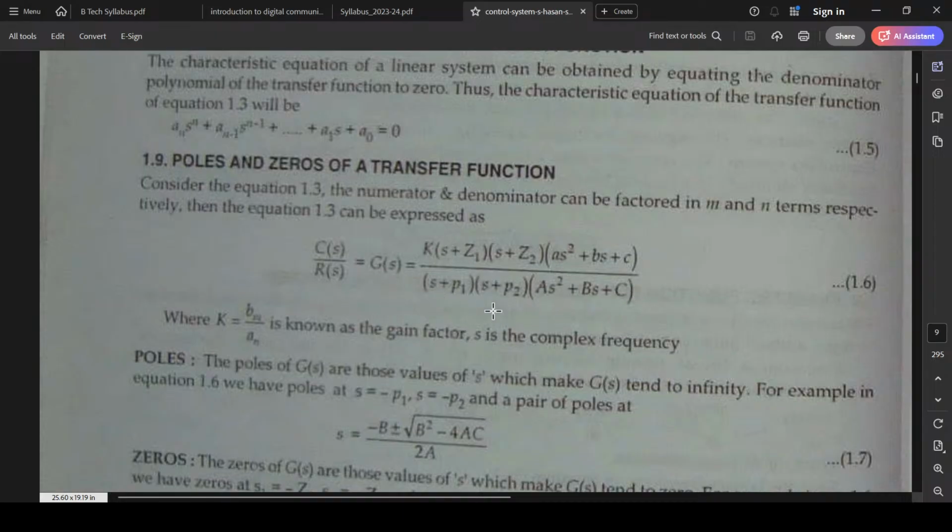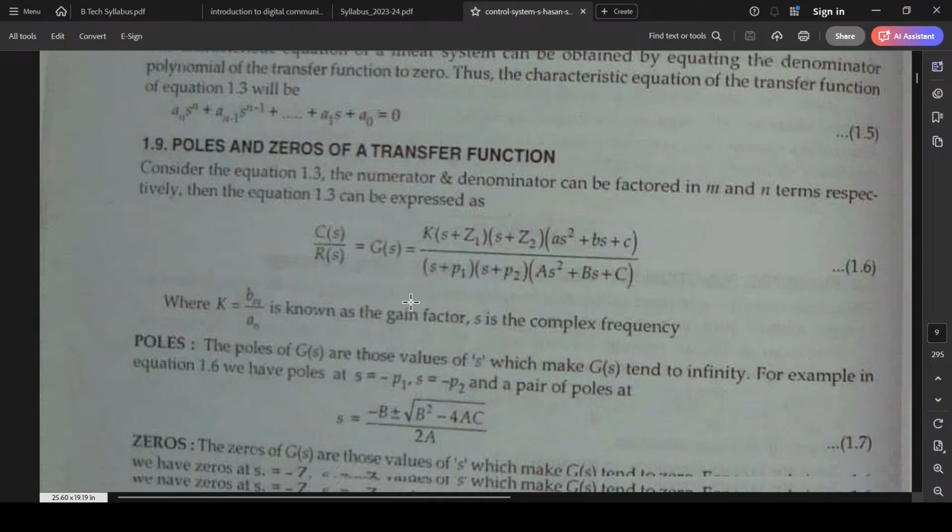You may think where is this common constant. It is taken as a whole one constant. The common factor taken in the numerator and the common factor taken in the denominator together are taken as a constant. The fraction is taken as a constant. K is equal to b_m over a_n, is known as the gain factor. Okay, this is an important thing.